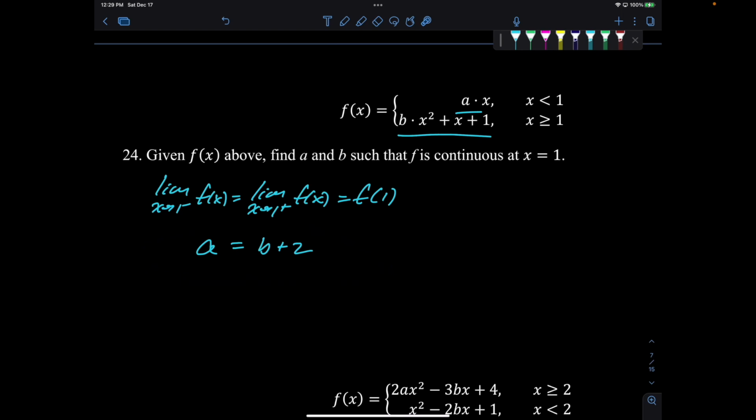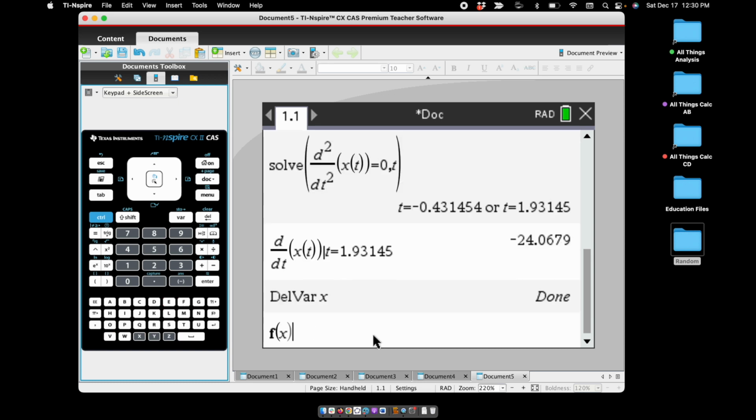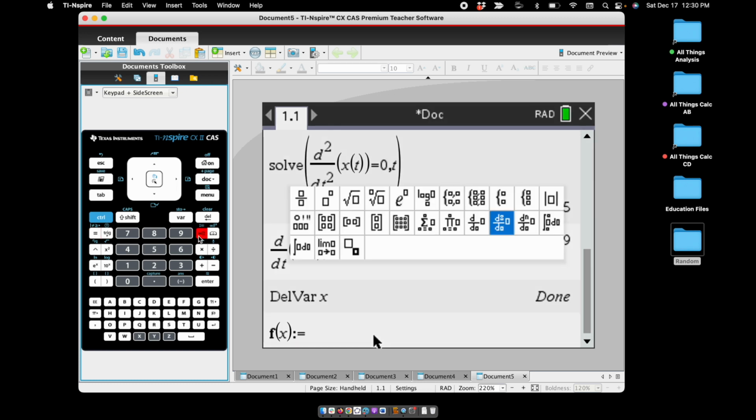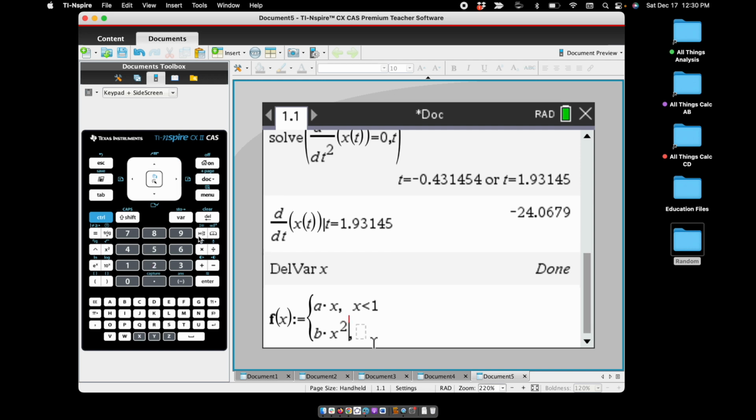And let's go to the calculator and plug in some values. So a needs to equal b plus 2. I'm going to go back to the calculator and define a piecewise function. Ready? F of x. I'm going to delete the variable x because it's just messing things up. F of x is a piecewise function, so it's going to be a times x for x less than 1. We're suffering right now because I think I wrote a bad problem. It's not really the calculus that's getting us. And then x is greater than or equal to 1.